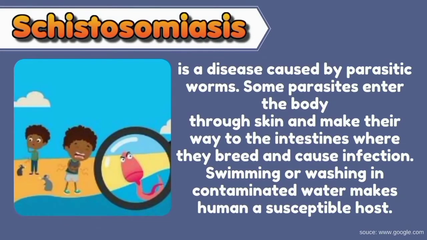Schistosomiasis. Schistosomiasis is a disease caused by parasitic worms. Some parasites enter the body through skin and make their way to the intestines where they breed and cause infection. Nakukuha natin ang sakit nito kung tayo ay lulublob at maghuhugas ng ating mga kamay sa mga kontaminadong tubig kung saan nananahanan ang mga mikrobyo at parasitiko.